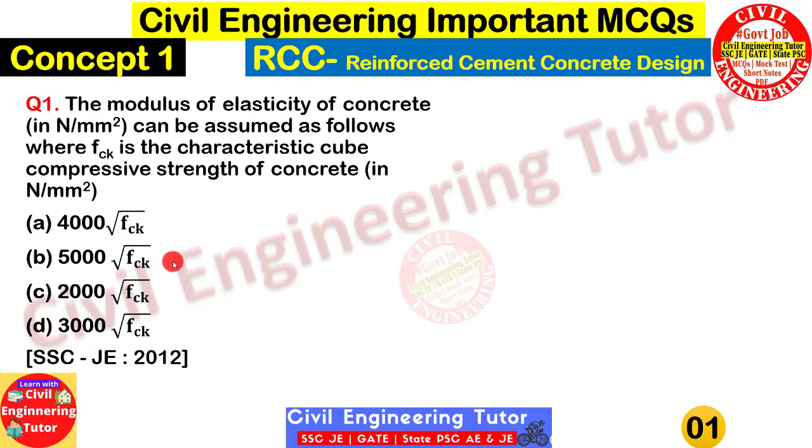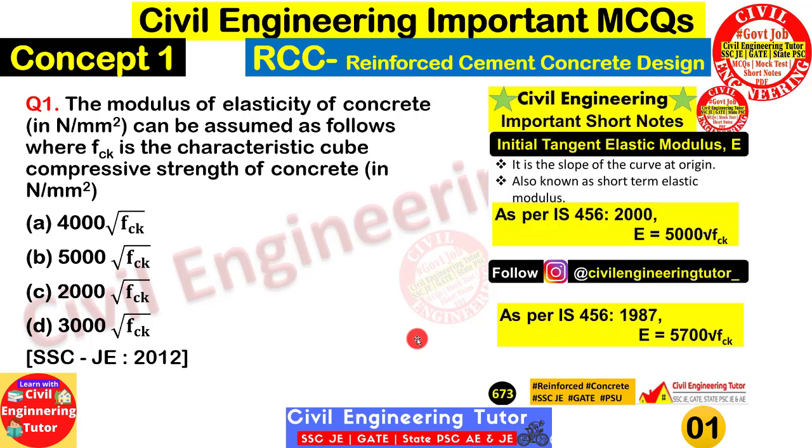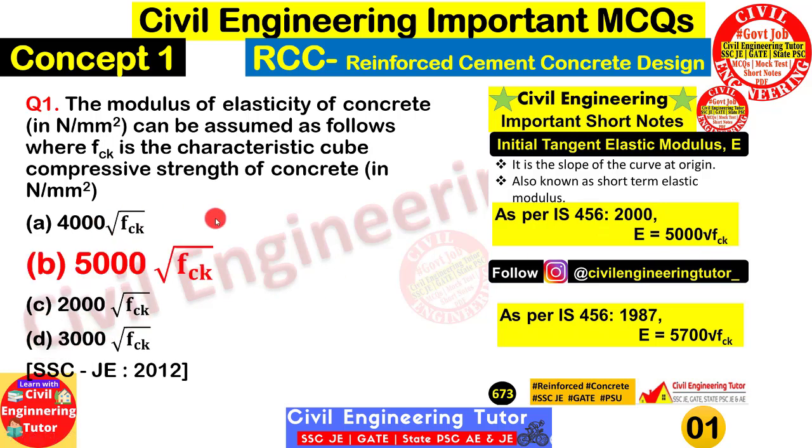Before finding the correct answer, let's discuss this concept first. If you are following our Instagram page, you must have seen this post earlier. Here we can see that the initial tangent modulus as per IS 456-2000 is E equals 5000 root over fck, and this is also known as the short-term elastic modulus. As per IS 456-1987, that means the older version, this is 5700 root over fck. So the correct answer for this question will obviously be 5000 root over fck.